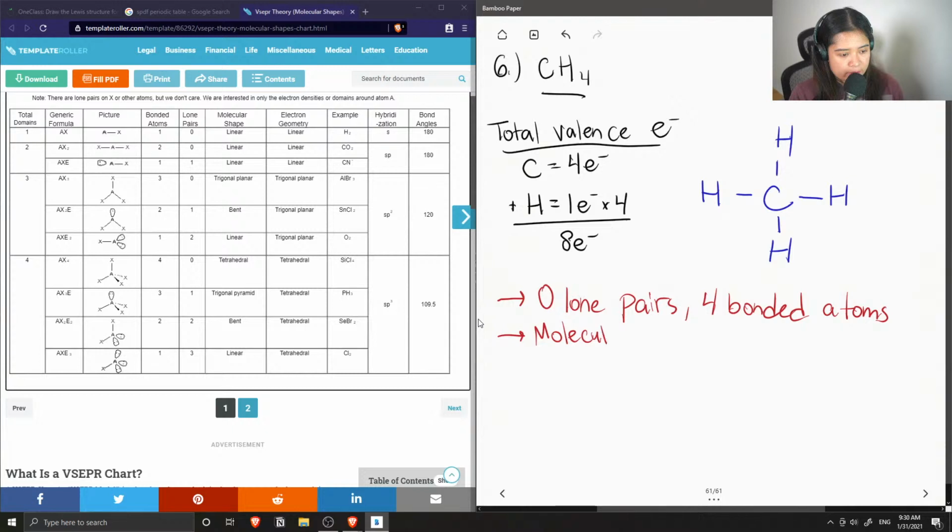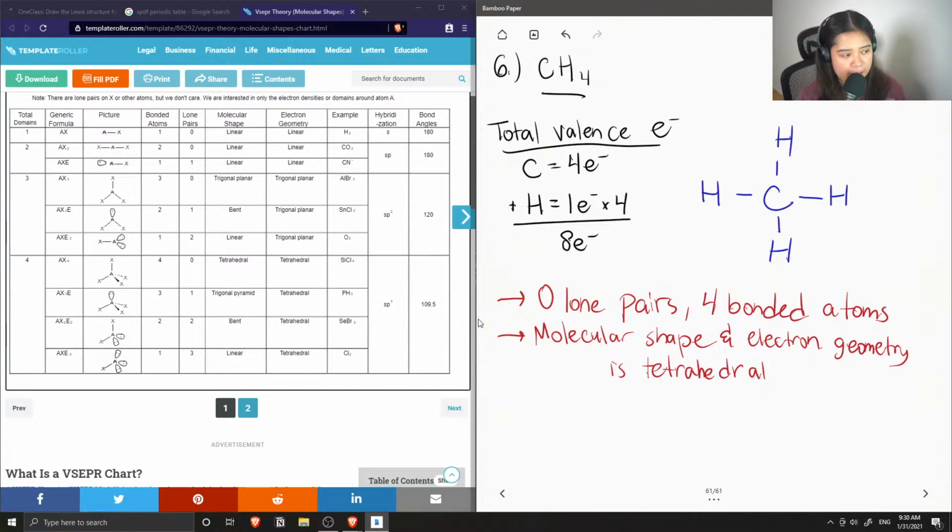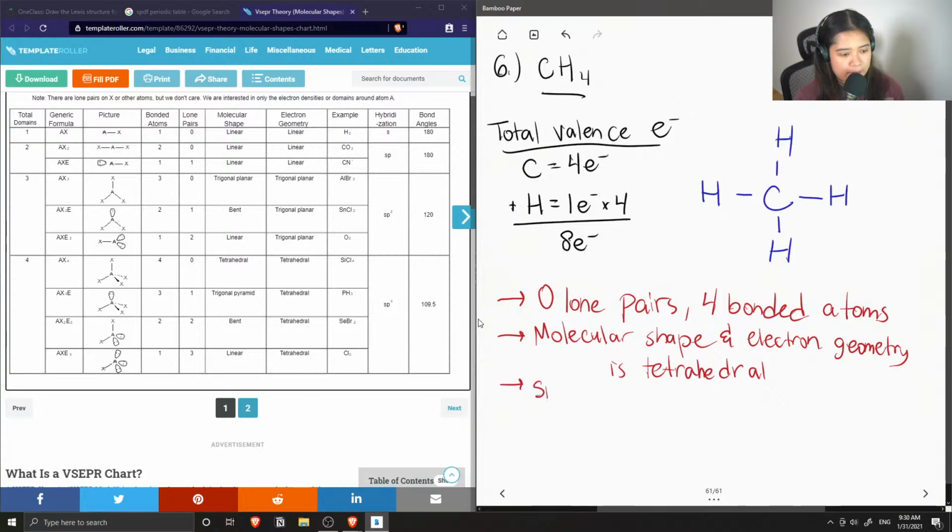So I'm just going to write molecular shape and electron geometry is both tetrahedral. Okay, so since there are no lone pairs on the carbon, we would have the same molecular shape and electron geometry. And the carbon would be sp3.